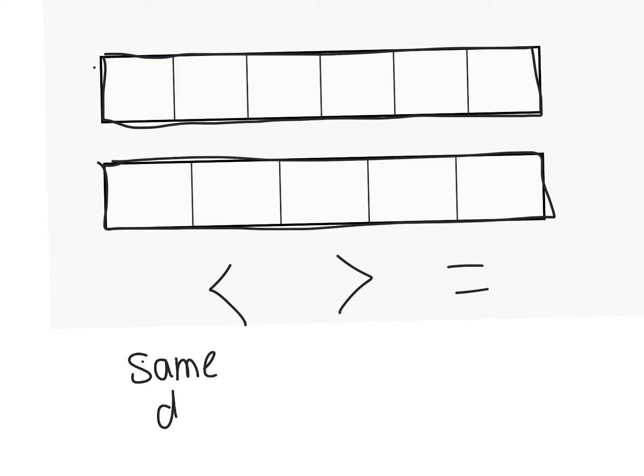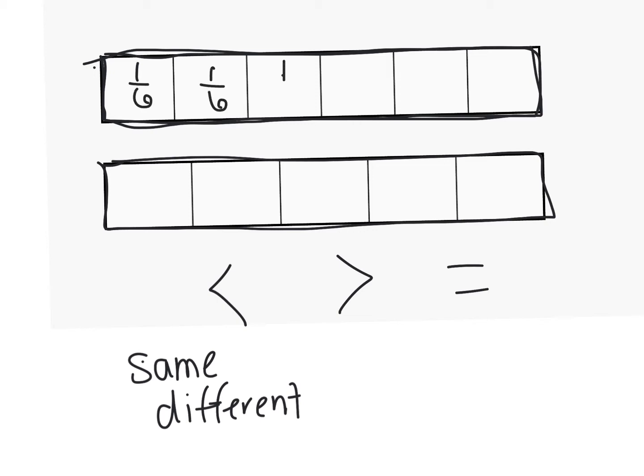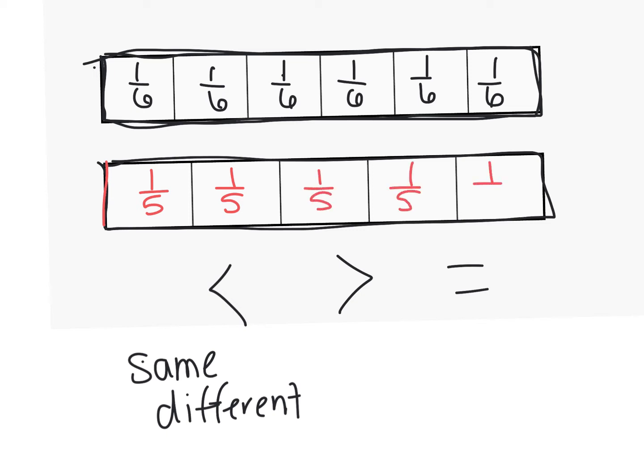And for this one, we're looking at different number of parts from the whole or different denominator. So this first one right here, we have 6 equal parts, which means that each part of the whole is worth 1/6, 1 out of 6 parts. And this guy down here, we have 5 equal parts. So we have each unit or each part of the whole is worth 1/5.